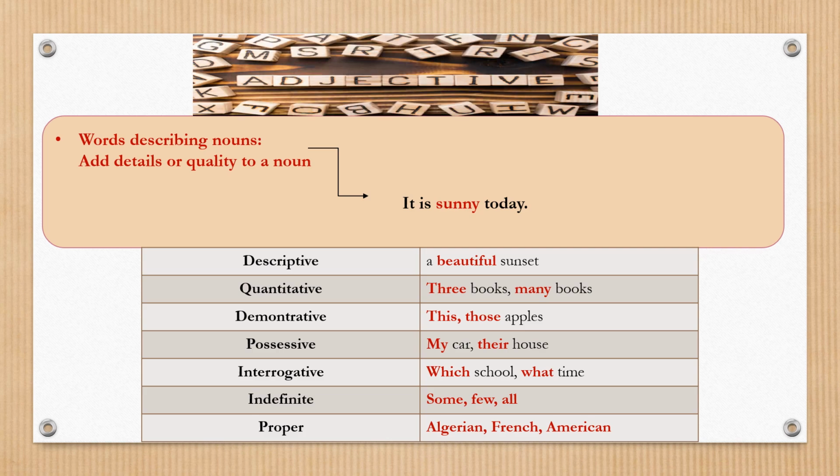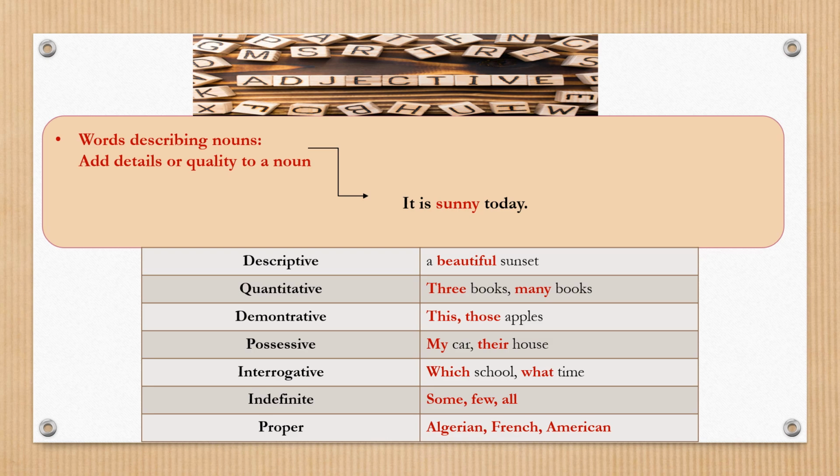The next part of speech is adjectives, which are words that describe nouns. They add more detail or tell us about the quality of something. For example, it is sunny today. Sunny is the adjective describing the weather.